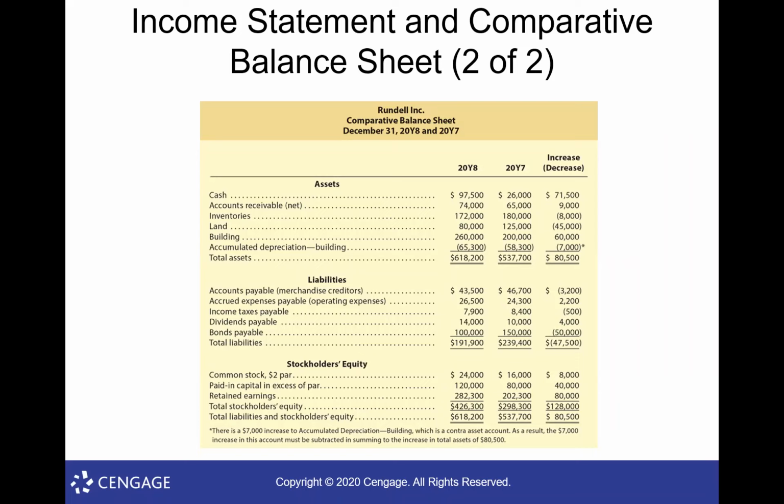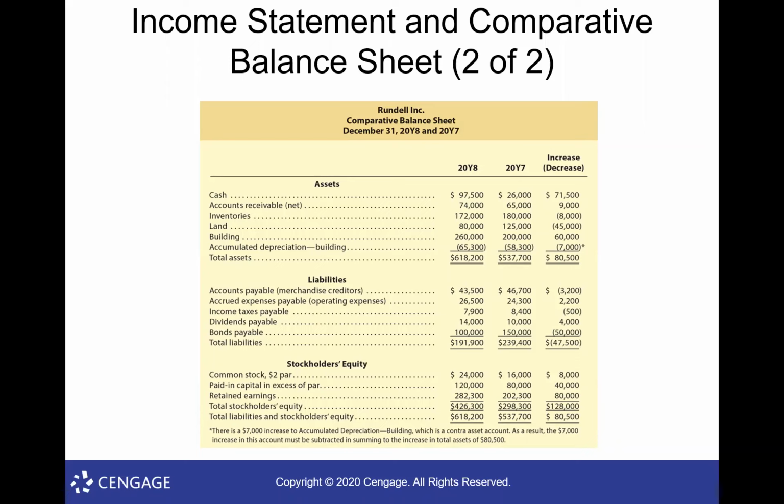Accrued expenses went up by 2,200. Since that's a liability going up, I'm going to adjust my cash up. Income taxes payable went down by 500, so I'll adjust my cash down by 500. Dividends payable went up by 4,000. I'll adjust my cash up by 4,000. And bonds payable is long-term. So it's just for the current assets, current liabilities.